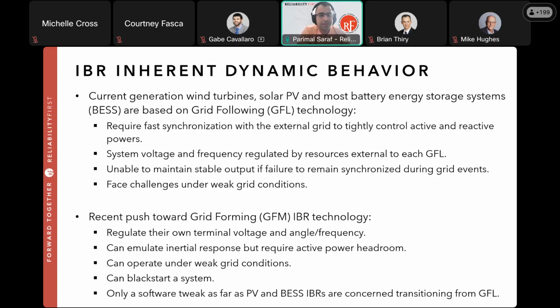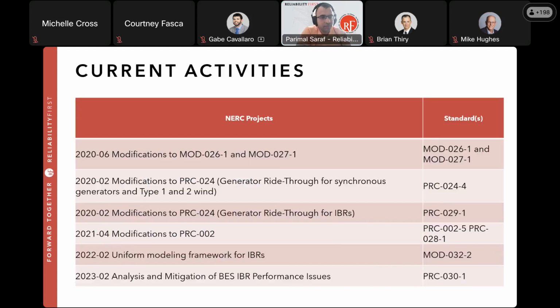Next slide, please. These are all the recent activities that have been going on in NERC as part of FERC Order 901. A lot of these standards are concerned with ride-through requirements and the disturbance reporting requirements. I have these listed here so that if someone wants to go through these in detail, they are all here. Next slide, please.